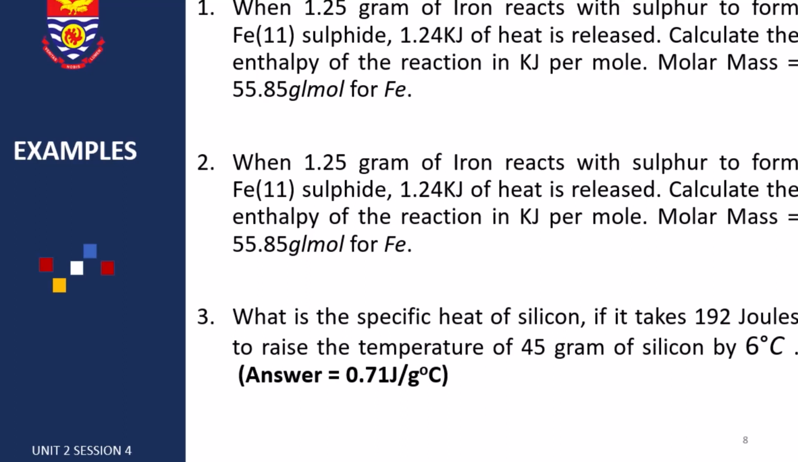However, if you take this third example, what is the specific heat of silicon if it takes 192 joules of heat to raise the temperature of 45 grams of silicon by 6 degrees Celsius? The answer is 0.71 joule per gram degrees Celsius. So you can do the calculation to confirm the answers yourself.